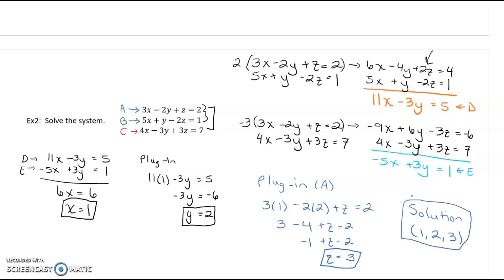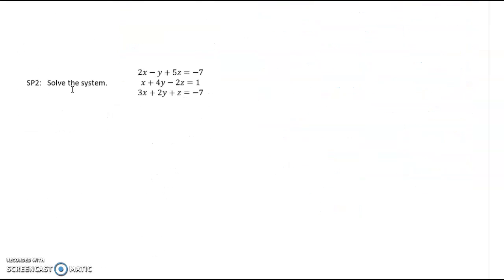Now that wasn't so bad because the numbers were small and they were integers. But you can imagine if these were fractions or decimals or bigger numbers, this can get very involved very quickly. And you're welcome to do these by hand, but there is a method in the calculator. So if you're feeling confident and you'd like to try this on your own, you're welcome to try SP2. Let me give you the solution for when you want to check your answer. So if you want to try that by hand, it is good practice if you are going into a math-related field. So the solution on this one should be negative 3, 1, and 0. Again, that's x, y, and then z.